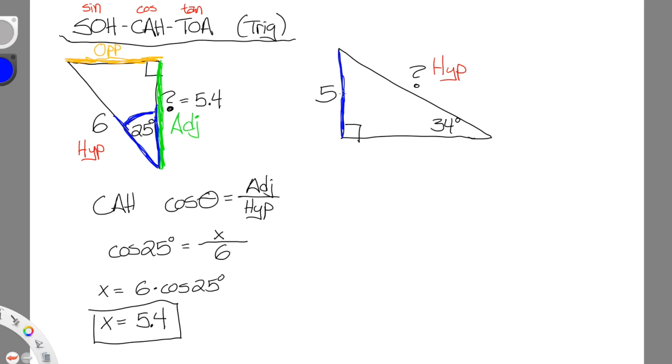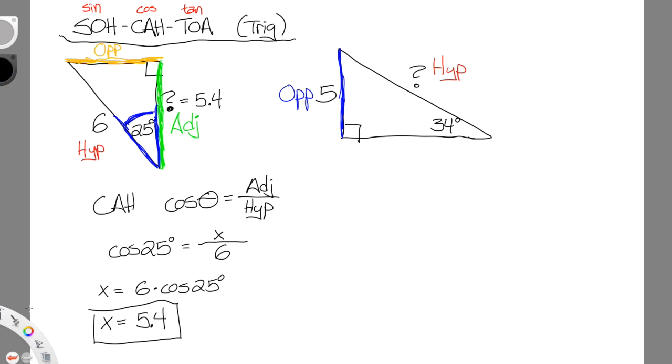And then the other side we have is this side over here. That's 5 that I'm coloring in blue. So 5's over here. 5 does not touch this angle, 34 degrees. 5 is on the opposite side of the triangle as that 34 degrees. So this is the opposite side.